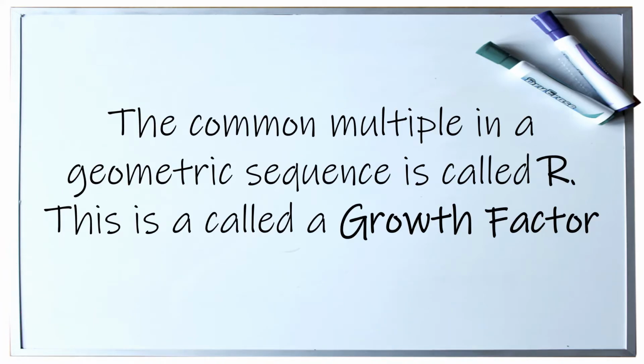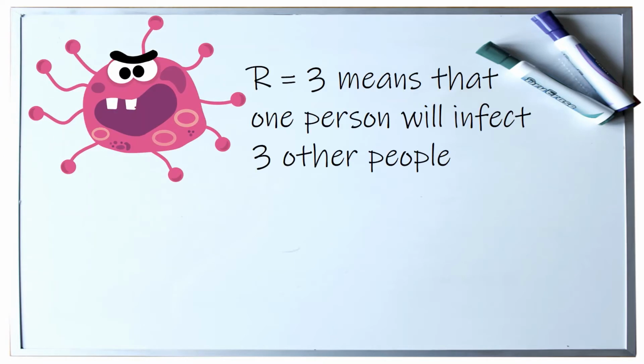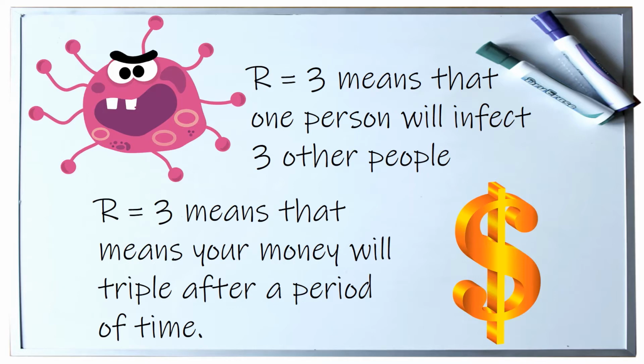The common multiple in a geometric sequence is given a specific letter called R. This is called a growth factor. With a virus, an R value of 3 means that one person will infect 3 other people. But what does this have to do with money? Well, an R value of 3 in terms of money means that it will triple after a period of time. So the growth factor calculation is the same for both a virus and money.